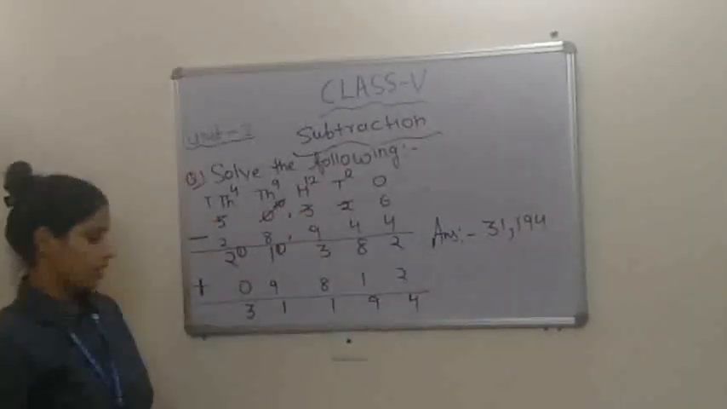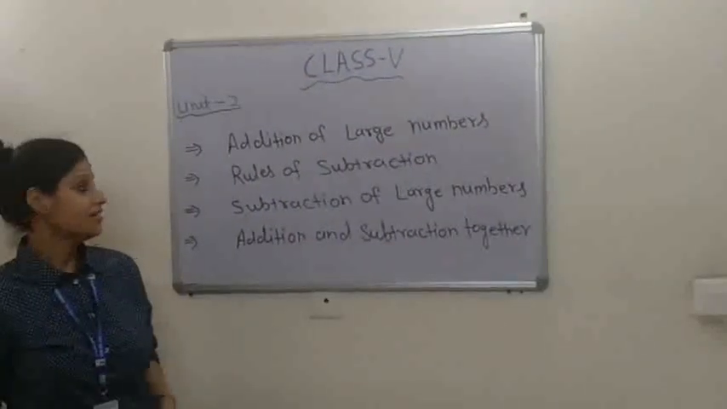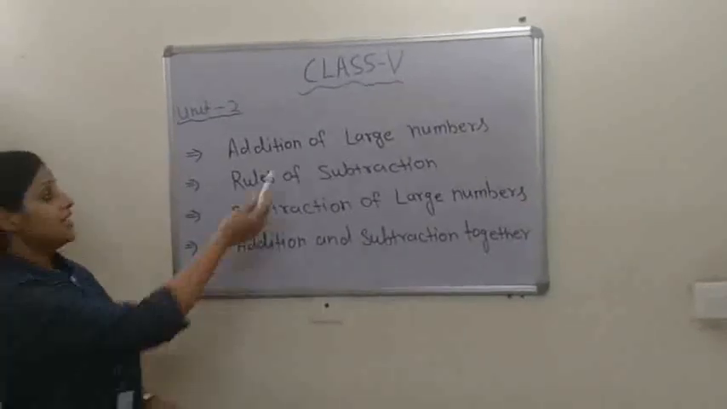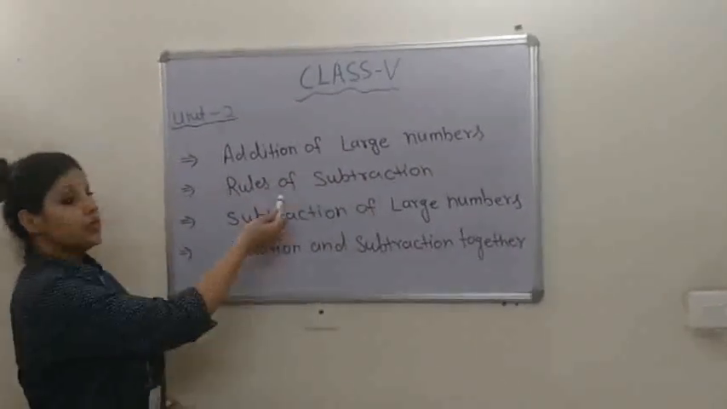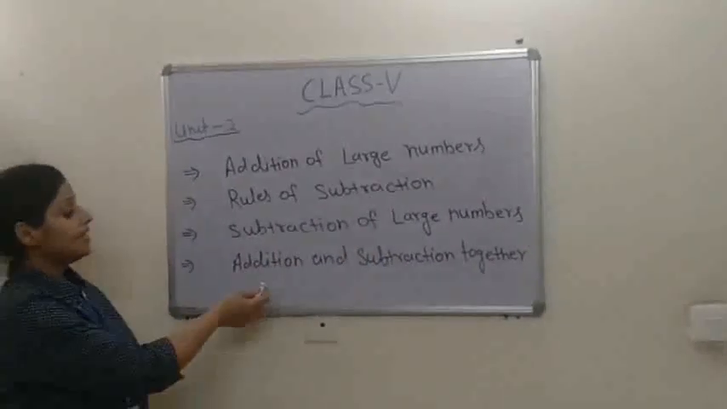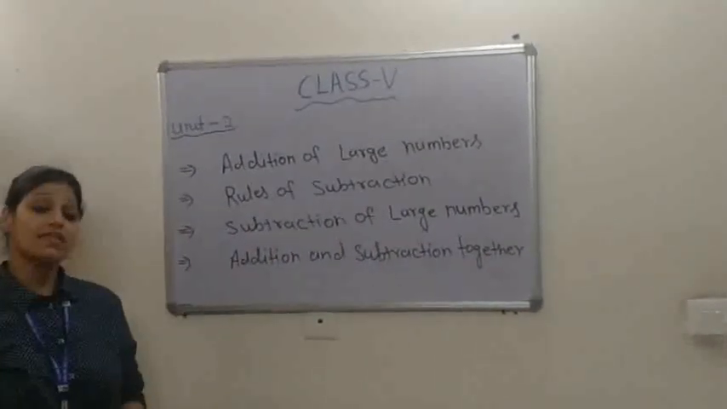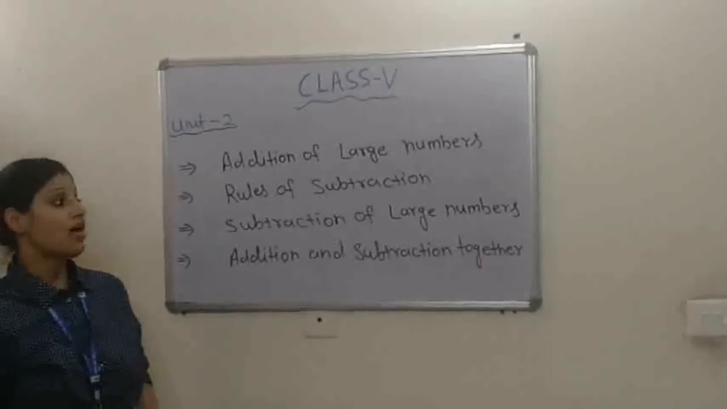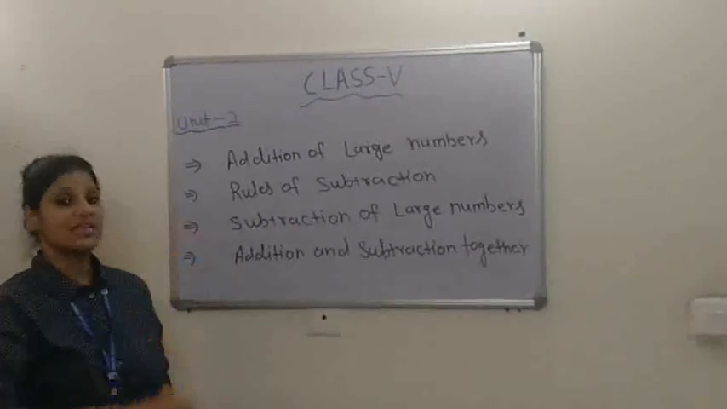31,194. Okay. So children, today we have covered addition of large numbers, rules of subtraction, subtraction of large numbers, and addition and subtraction together in one problem. So I hope you have understood these concepts well.